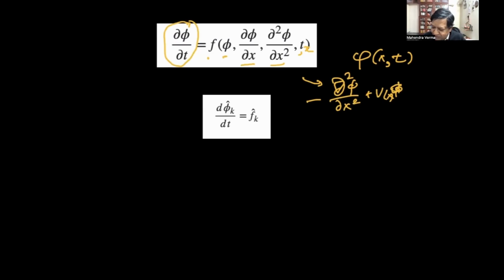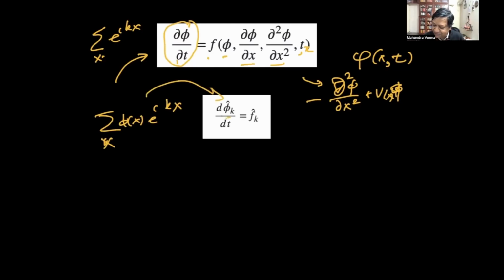Now what we do is we perform the Fourier transform of this equation. What do I mean by that? I just multiply both sides by e to the power i kx and sum over all x. It's discrete, so x will be discretized. When I sum over all x on both sides, the left hand side becomes, well, the sum and d by dt commute, so the sum of phi of x e to the power i kx over all x is phi hat k, this object.